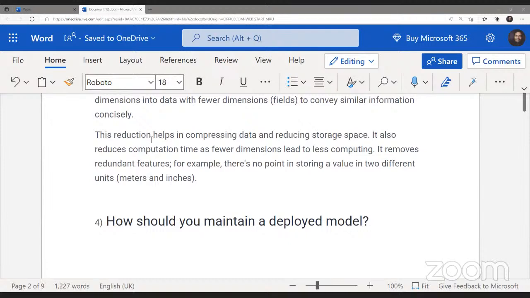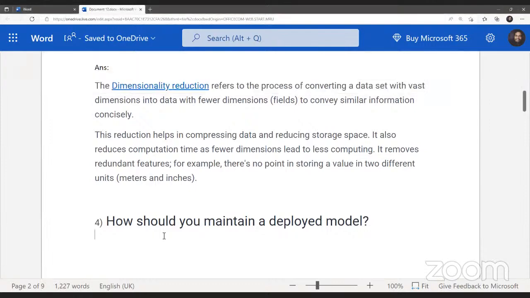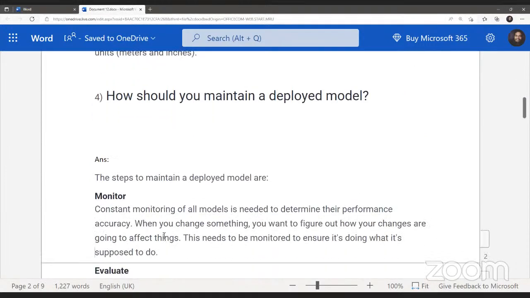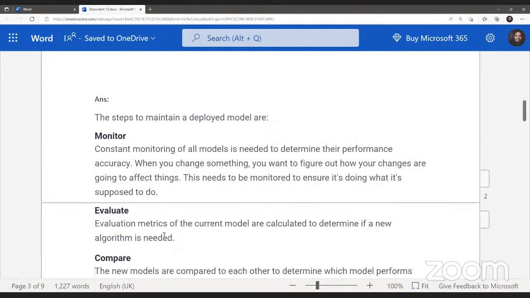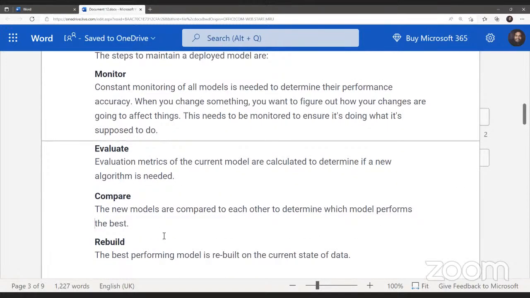So as we look into this, how should you maintain a deployed model? These steps should be followed. You have to monitor it, you have to evaluate, you have to compare, and if it is not performing well, you have to rebuild it. So monitoring, what comes under this? Monitoring of all these models is needed to determine their performance and accuracy. When you change something, you want to figure out how your changes are going to affect things. Those will be monitored in this monitoring part.